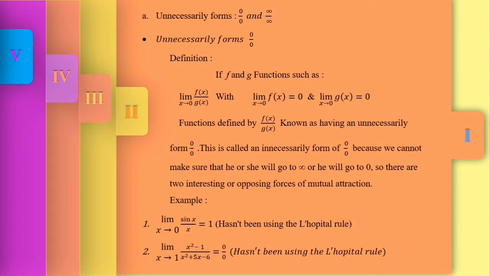So there are two opposite possible outcomes. Example: number 1, the limit as x approaches 0 of sin x over x equals 1, without using L'Hopital's rule. Number 2, the limit as x approaches 1 of x squared minus 1 over x squared plus 5x minus 6 equals 0 over 0, without using L'Hopital's rule.